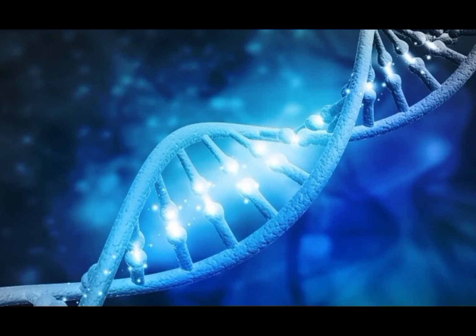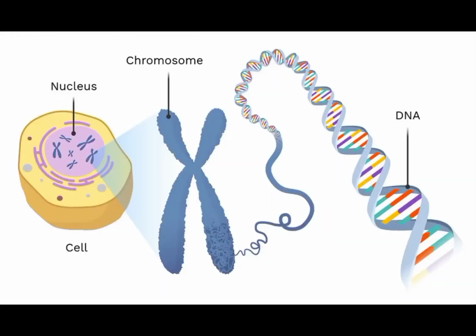Okay, so now let's focus on the location of DNA. DNA is found in both plants and animals. The DNA in plants is located in the nucleus, chloroplast, and also mitochondrion. But in animals, it is only located in the nucleus and mitochondrion. The DNA found inside the nucleus is called nuclear DNA. The DNA found inside the chloroplast is called chloroplastic DNA. And the DNA found inside the mitochondrion is called mitochondrial DNA or mtDNA. This mtDNA plays an important role in evolution. You will learn about it later on.